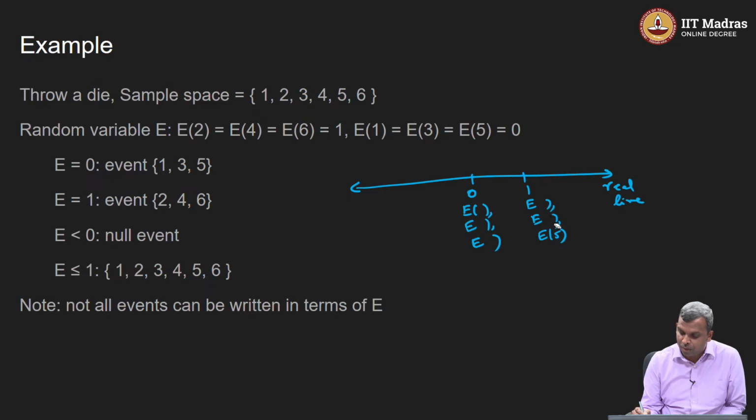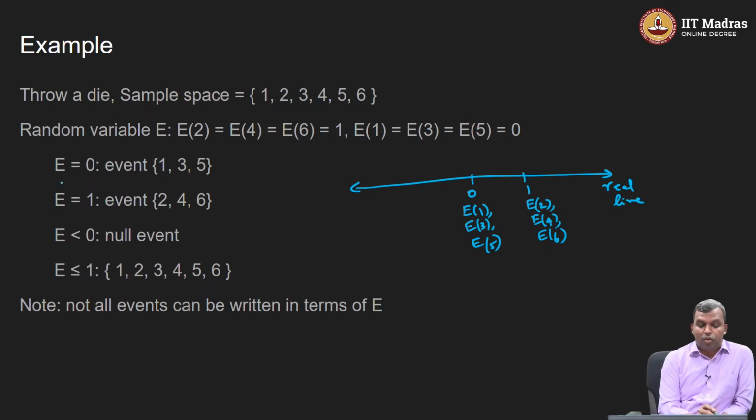So let me just redo this. So this is E of 1, E of 3, E of 5, and this is E of 2, E of 4, E of 6. Okay. So if you look at the event E equals 0, this event is simply {1, 3, 5}. The event E equals 1 is {2, 4, 6}.